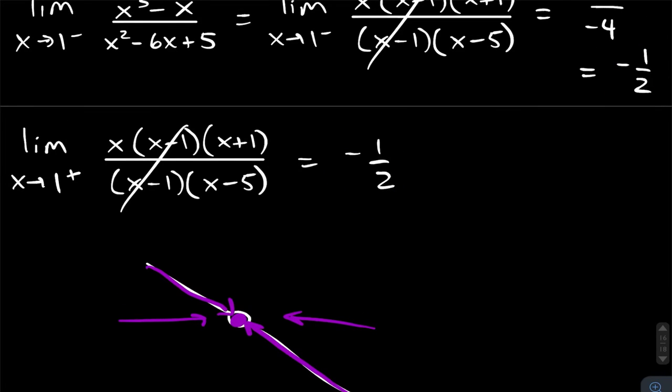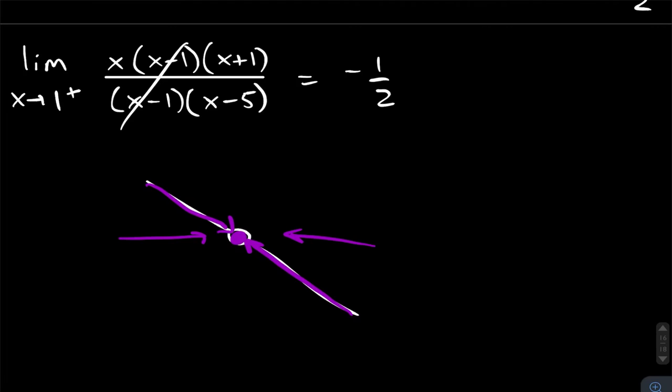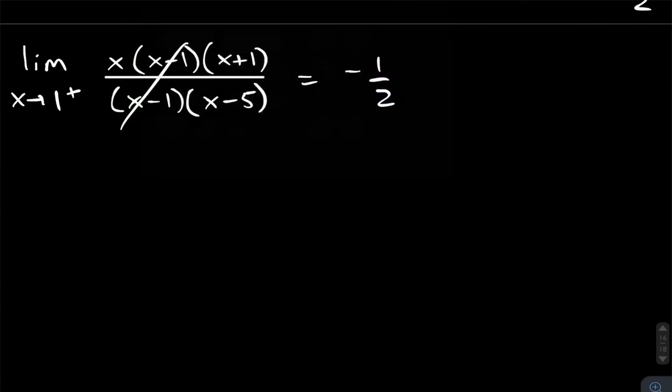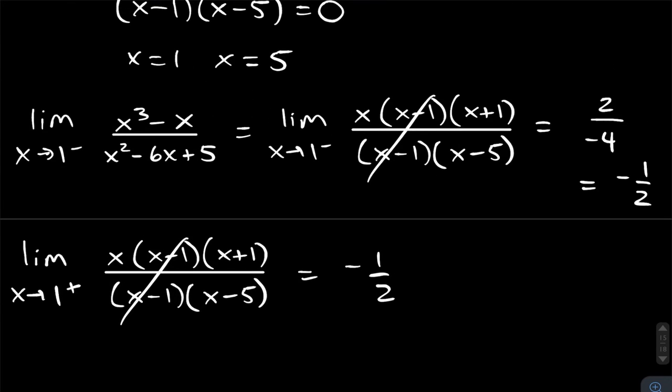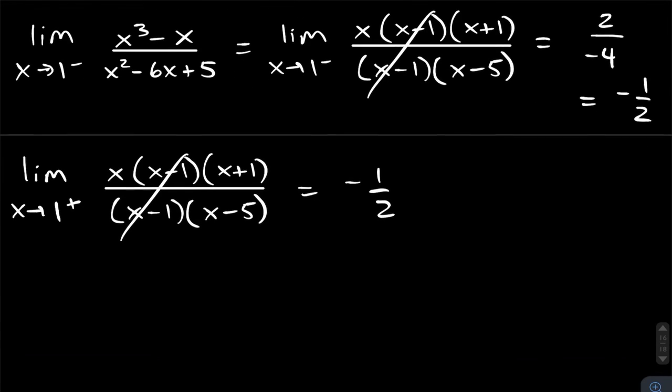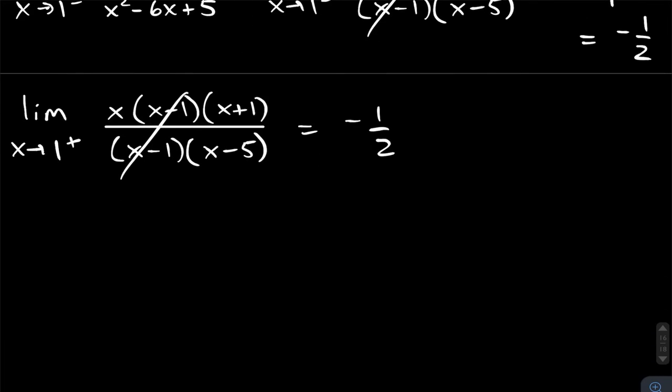It's just a removable discontinuity. We're not going to get a jump discontinuity, something like this. That's really only in piecewise functions. And so this is not going to have a vertical asymptote here. There's no vertical asymptotes because this is just a removable discontinuity. It's not an infinite discontinuity. If we had an infinite discontinuity, that's where we have vertical asymptotes.